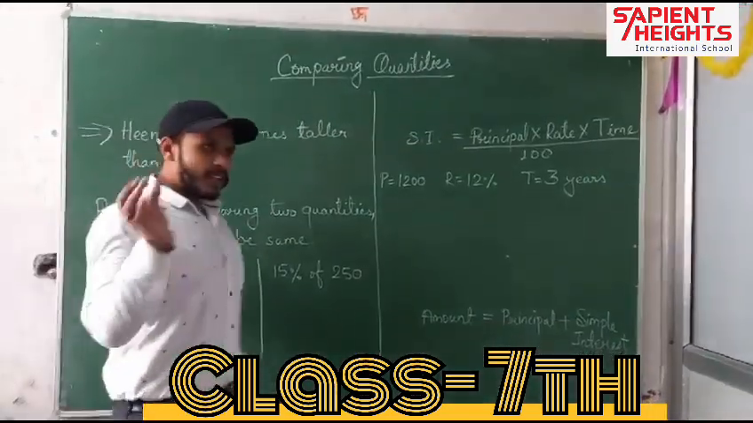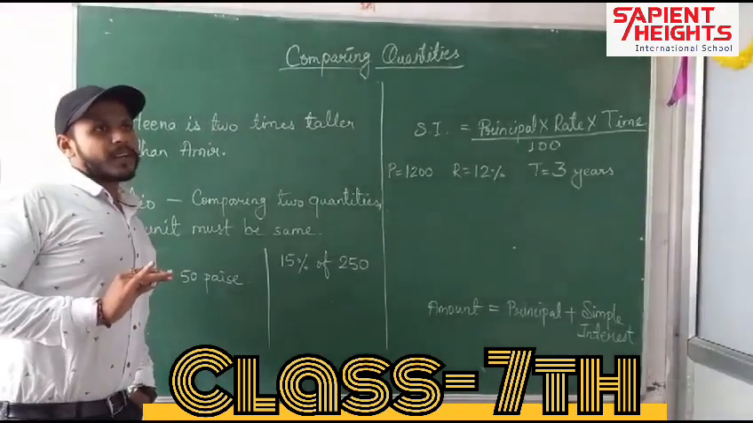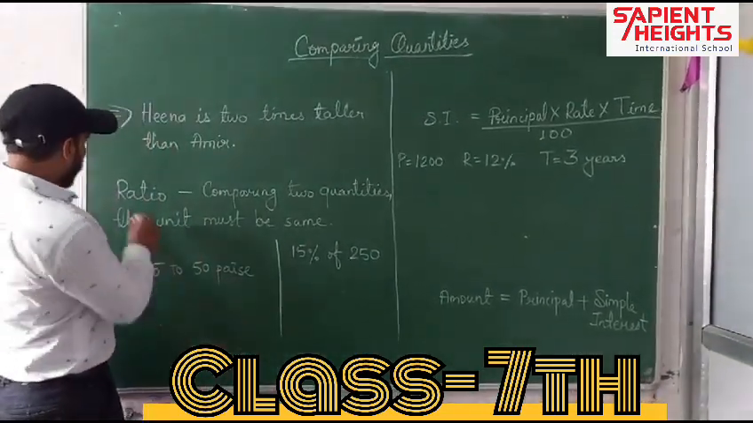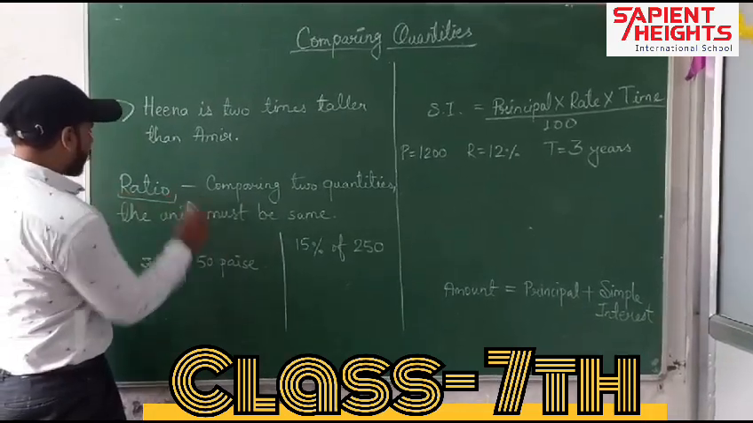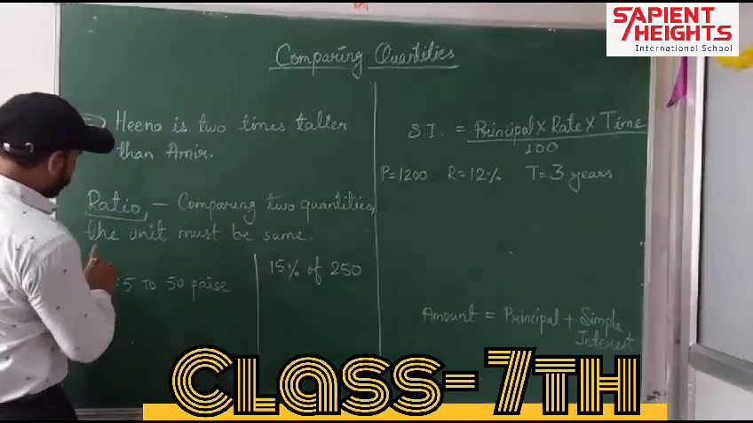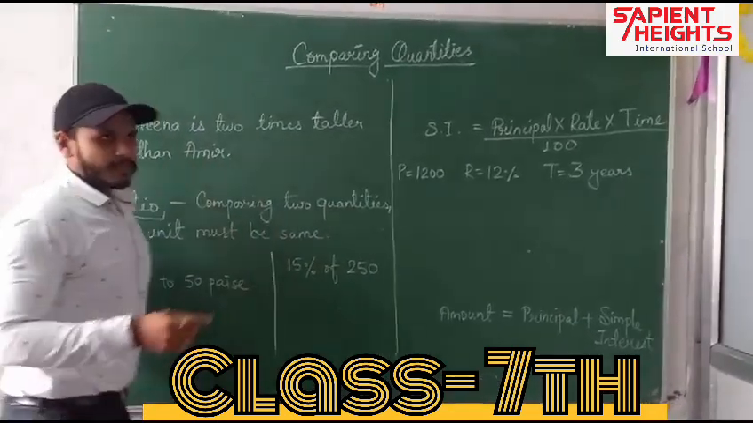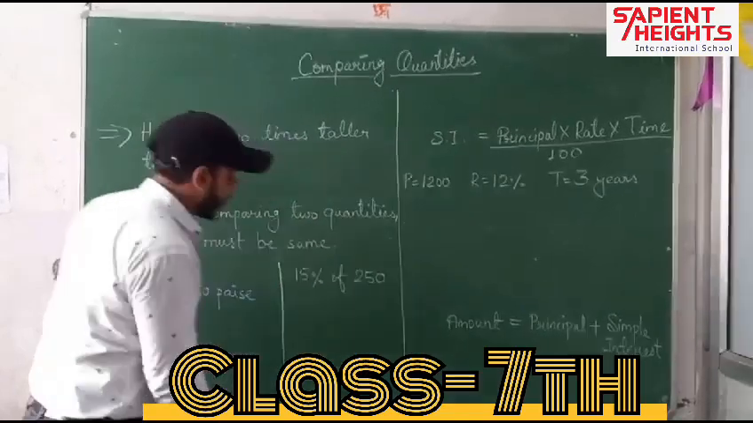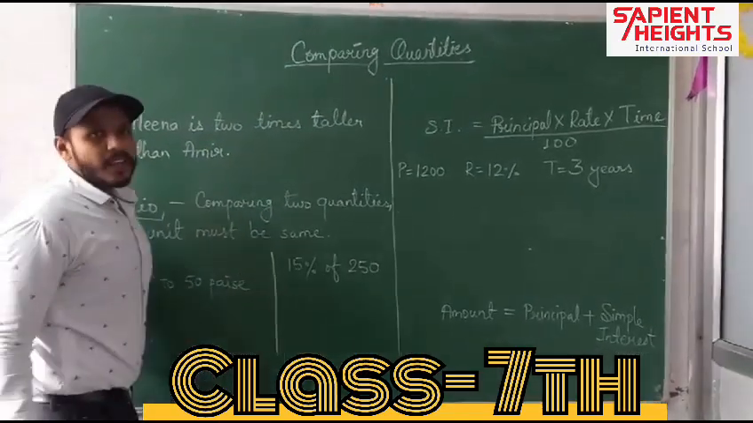Now let's come to the mathematical aspect. Whenever the units are the same and we are doing the comparison, there is a specific term derived for that, which is ratio. Comparing two quantities, the unit must be the same. Okay, so if units are the same and we are doing the comparison, it means indirectly we are calculating the ratio.